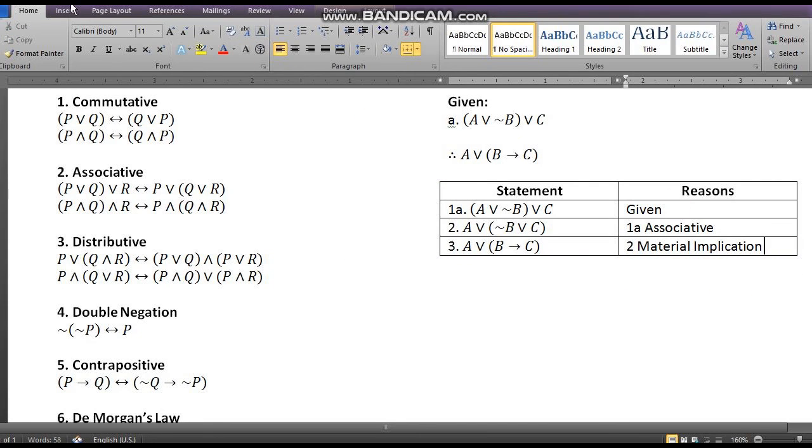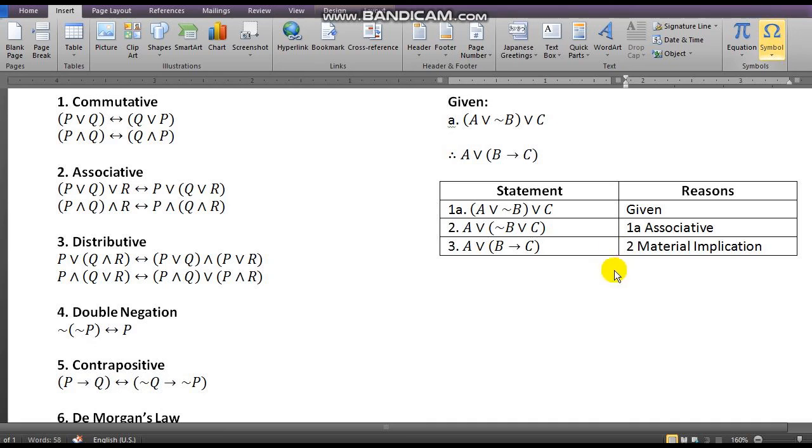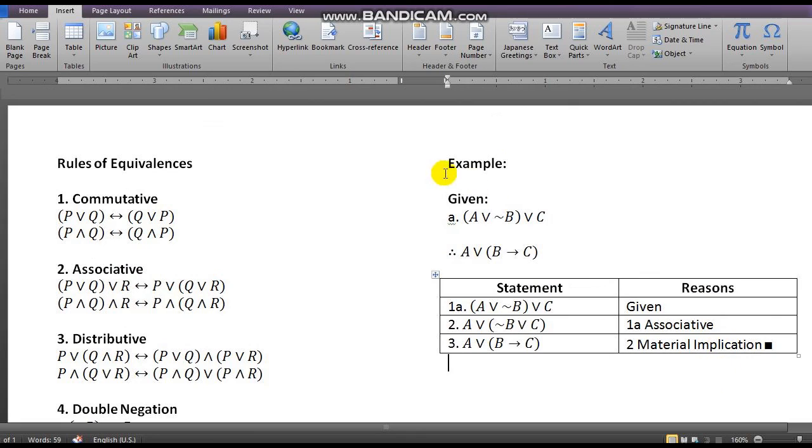So let's have our tombstone here. So tombstone. This indicates that we are done with our statement. So that's it for proving using the rules of equivalences.